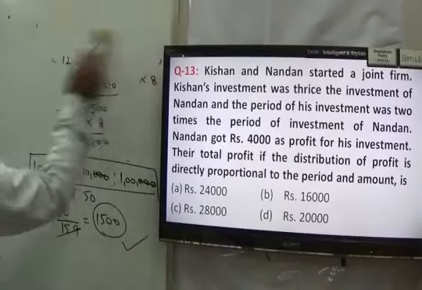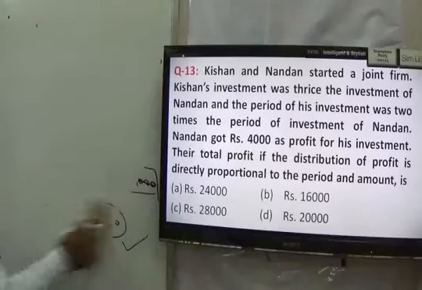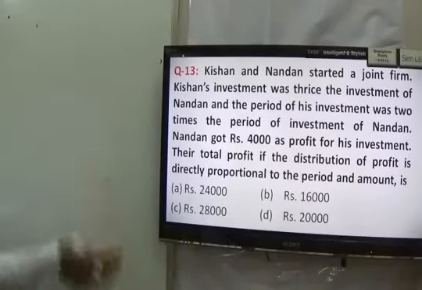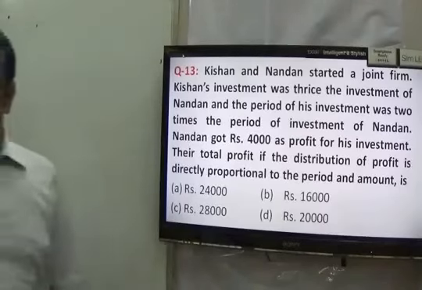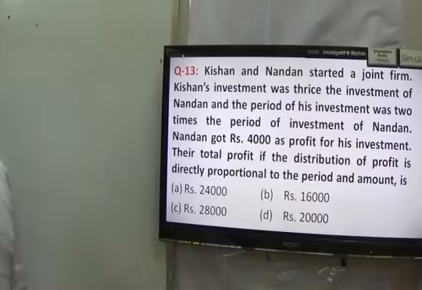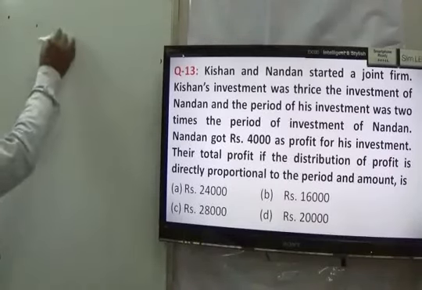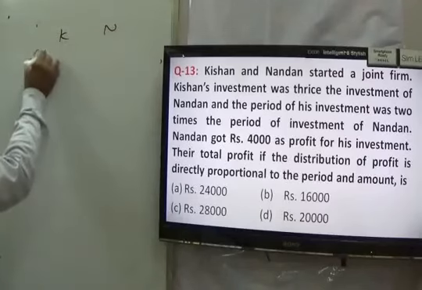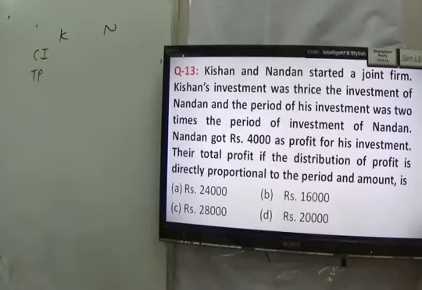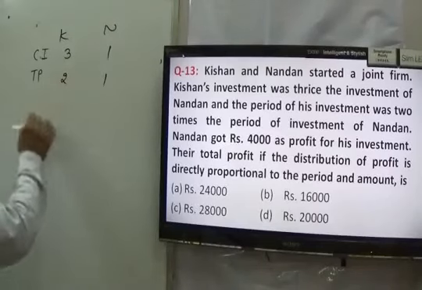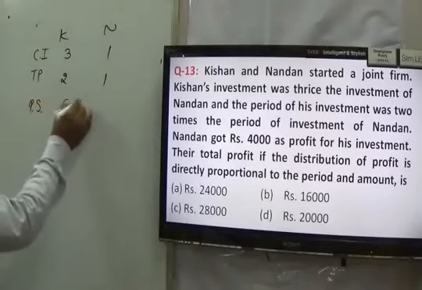Then you have statement number 13. What this question talks about: it states that Kishan and Nandan started a joint firm. Kishan's investment was thrice the investment of Nandan, and the period of investment was 2 times the period of Nandan. Means two persons, Kishan and Nandan, with capital invested and time period. Suppose Nandan's investment is 1, then Kishan's is 3. And the period of investment was 2 times, so it is 1 and 2. We take the profit sharing, that is 6 : 1.